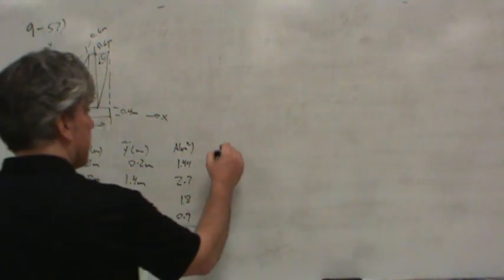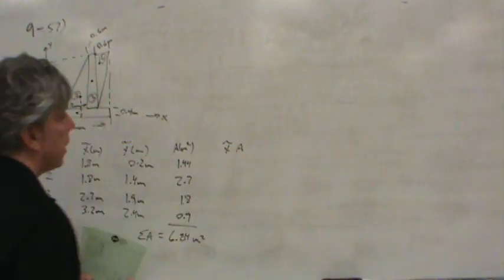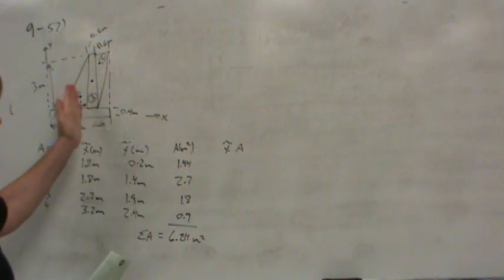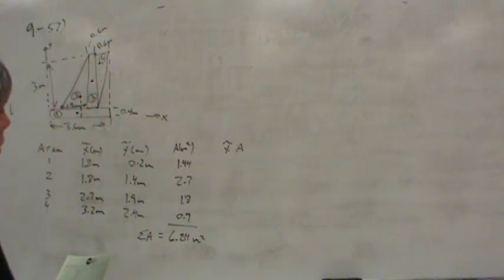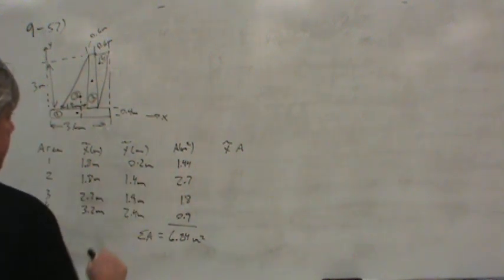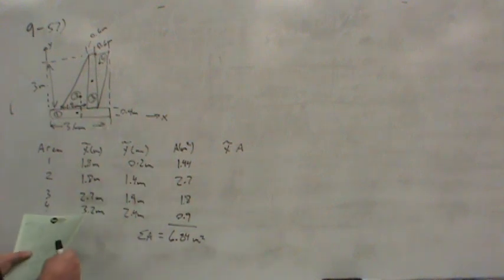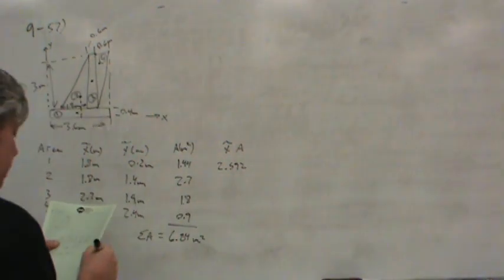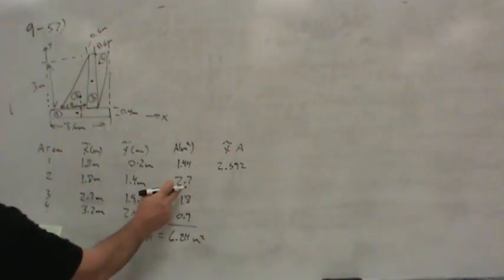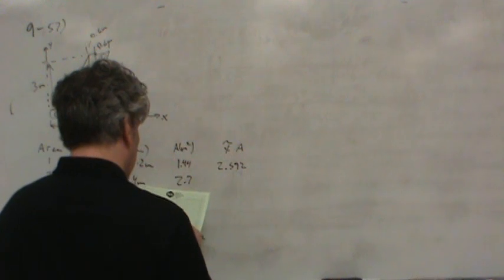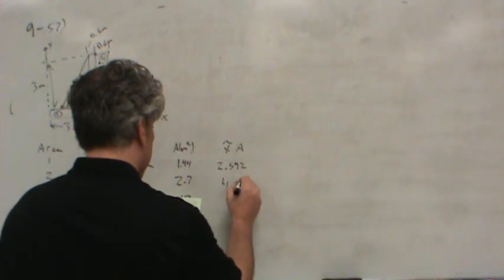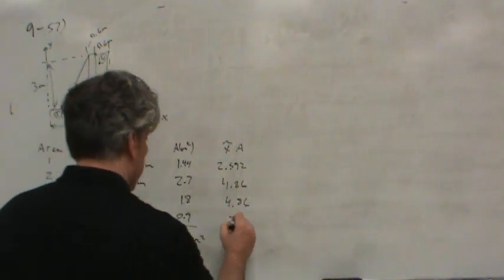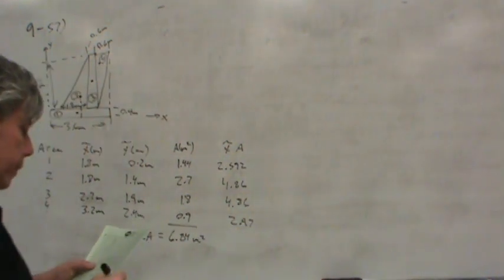And the next thing to add to the table is the product, or the moment of the areas about the y-axis. So we need x tilde moment arms times area. So all we have to do then is multiply these columns out. 1.8 times 1.44. When you do that, you get 2.592 for body 1. For body 2, 1.8 times 2.7, I got 4.86. Similarly, 4.86 for body 3. And then 2.97 for body 4.